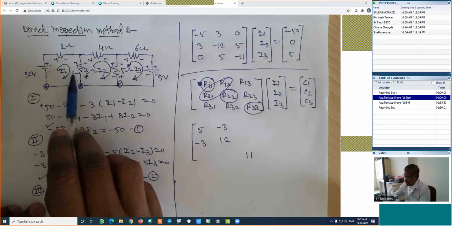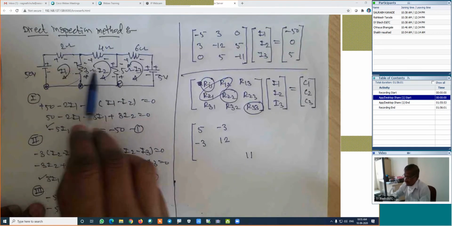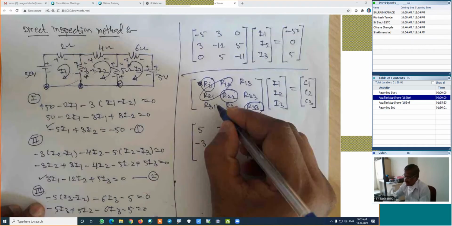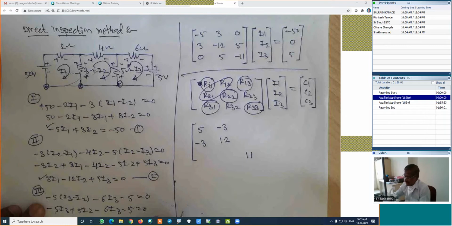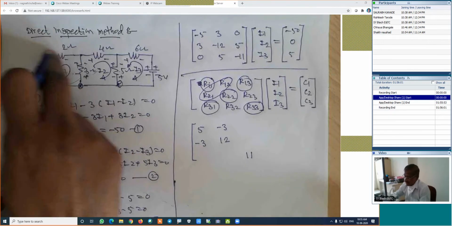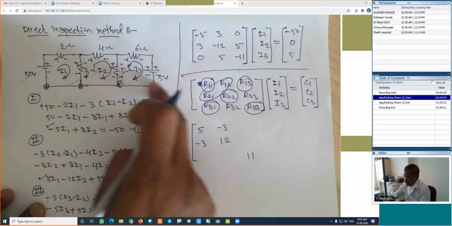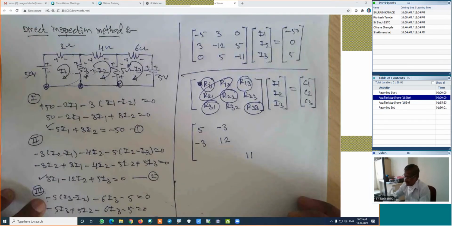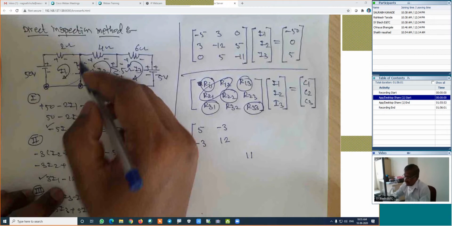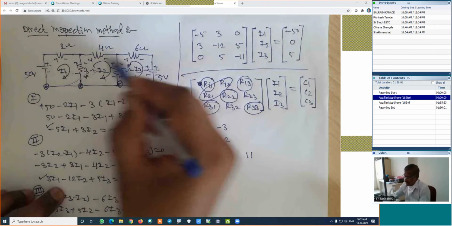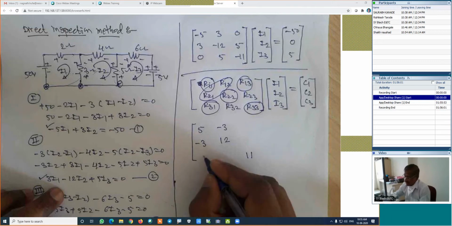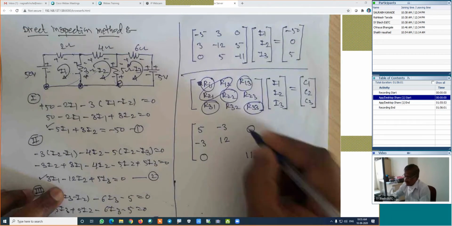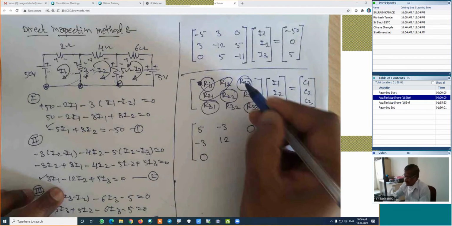This resistance R12, R21. Is it right? Similarly, next we will find out these two values, R13 or R31, the resistance which is common for the first loop and third loop. There is no resistance common for the first loop and third loop, because this is the first loop and this is the third loop. There is no common element. That's why it is 0. This is also 0.